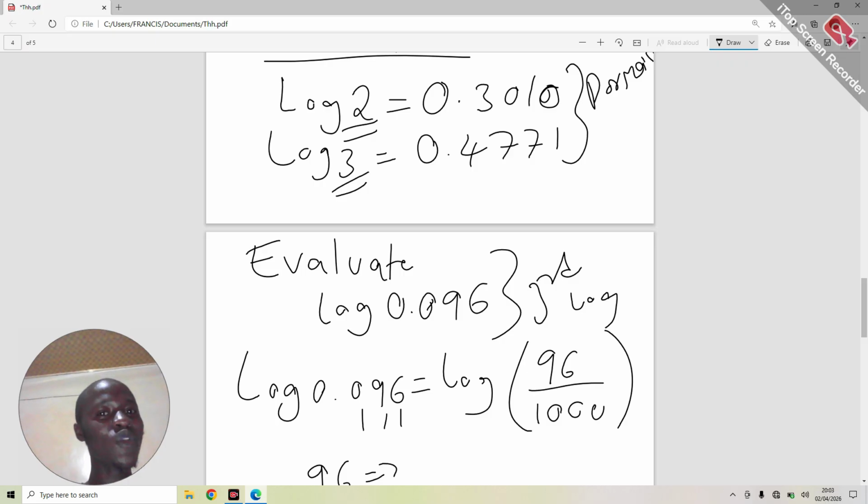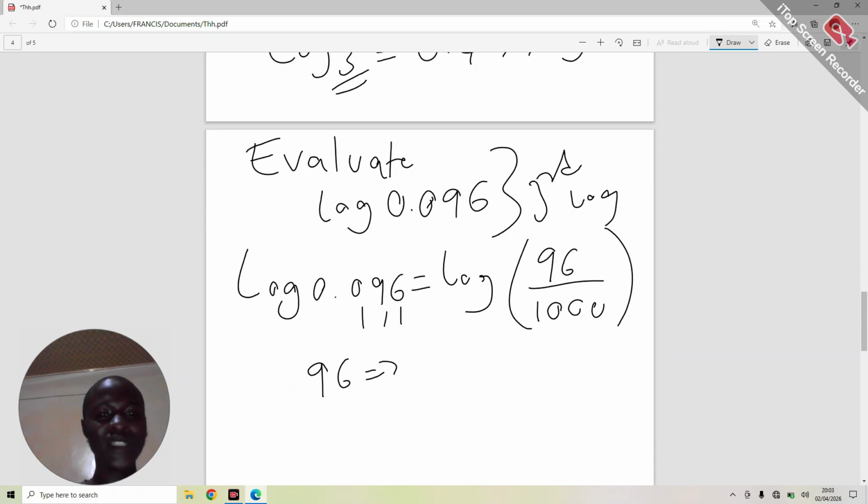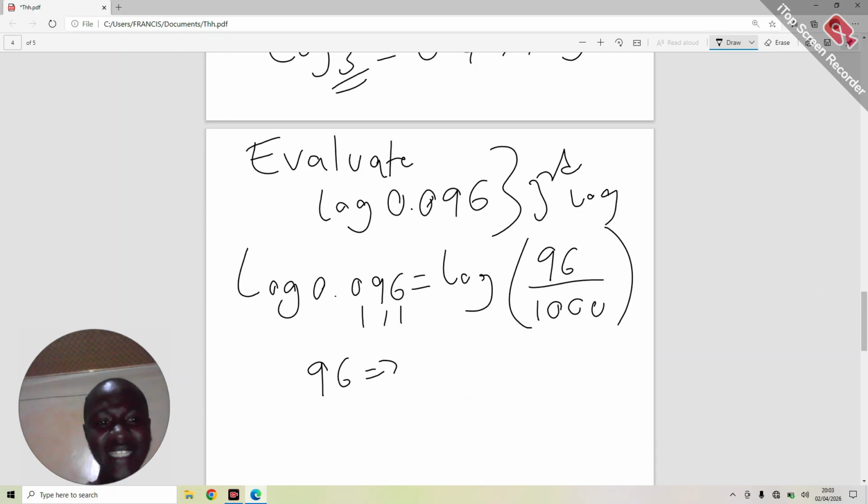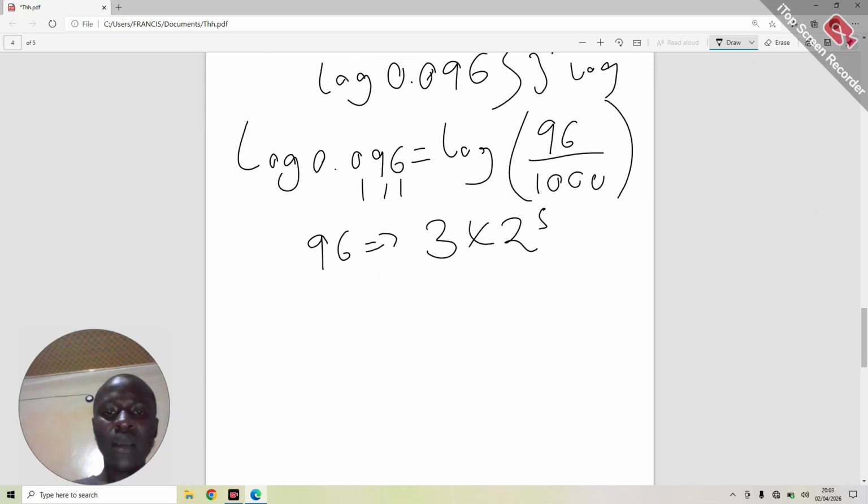You want to be able to solve such type of question without the 2 and 3. So 96 in factor form, you will find that it is 3 times 2 power 5. You just have to be creative, nothing else. Just form a factor tree, which may consume our time.